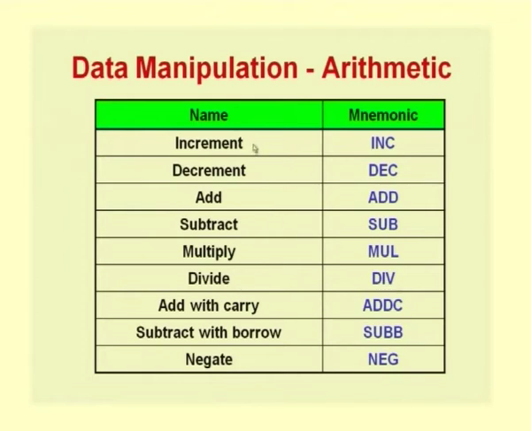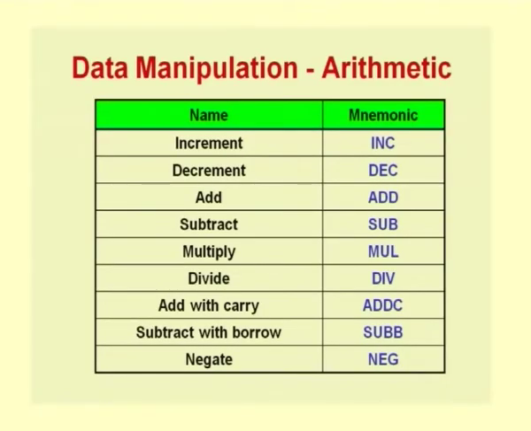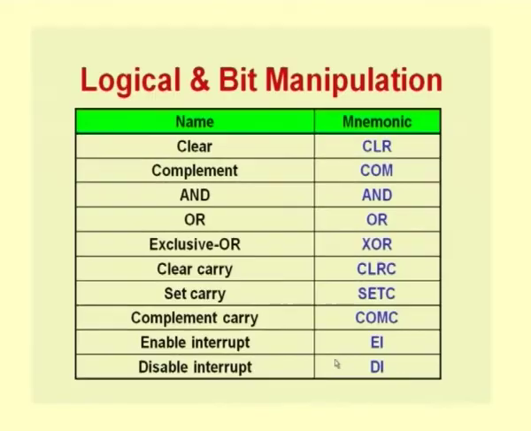There are some architectures which also provide increment and decrement, so that you can increment or decrement by a certain amount. Then you have many variations of add, such as add with carry, which means you will do an addition with the carry value which was set by a previous add operation or a previous operation. Similarly, for subtract you have a variation which is subtract with borrow. You could also have a negate instruction which will negate the number. So, these are variations that you can have in arithmetic.